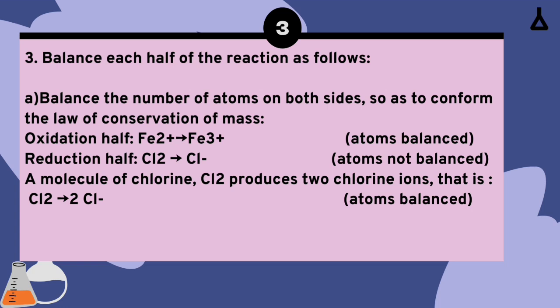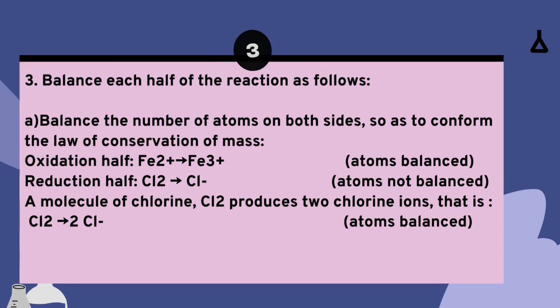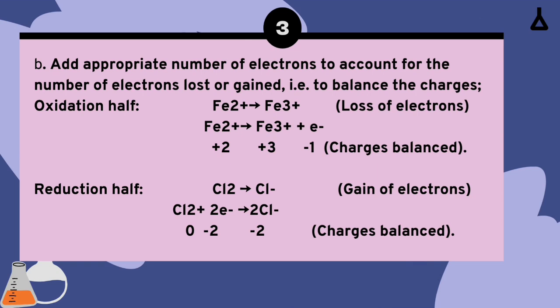Now, in this aspect, the charges have to be balanced too. So we add an appropriate number of electrons to account for the number of electrons lost or gained. That is, we have to balance charges. For the oxidation half, iron 2 plus gives iron 3 plus. There is loss of an electron in this aspect. So for iron 2 plus to give iron 3 plus, we need to add an additional electron to balance the charges. In this aspect, charges are balanced. Plus 2 at the reactant side to give plus 3 minus 1, meaning plus 2 at the product side too.